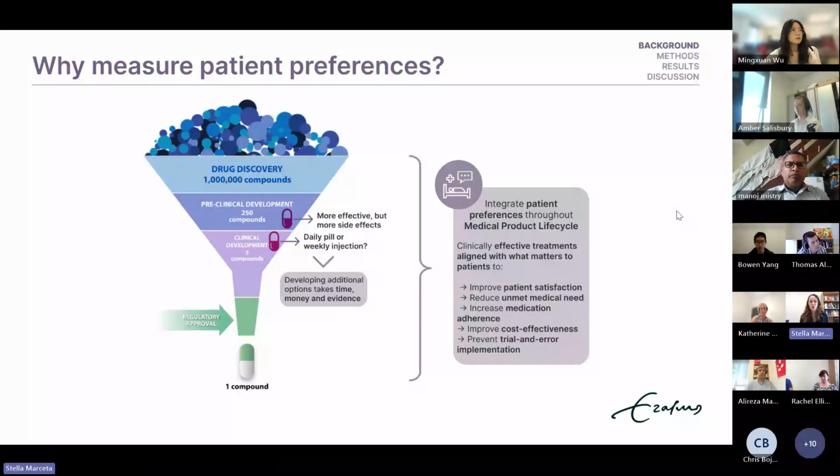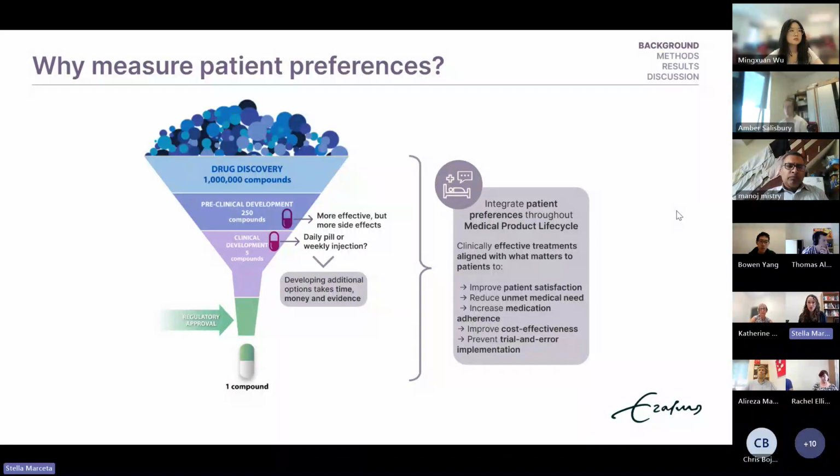Let's briefly start off with why we measure patient preferences. If we think about the medical product life cycle, from drug discovery to what ends up being prescribed or on the market, there's a lot of decisions being made at different time points. You can think about decisions like, do we go for a drug that is more effective but has more side effects? Or do we go for a daily pill or a weekly injection? But of course, developing all these additional options takes time, money, and evidence. So that's why what ends up being on the market is somewhat limited if you think about what would all be possible to develop.